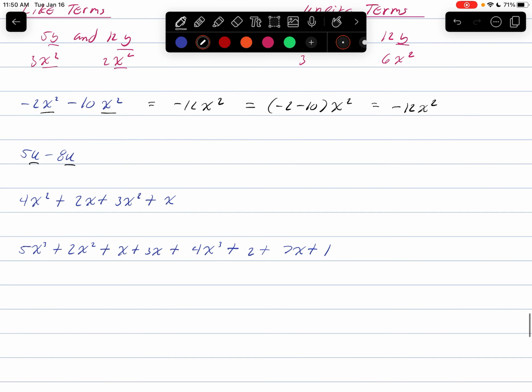So we can go ahead and combine them. And so this is really the same thing as 5 minus 8, and we're going to just carry the variable along with it. So this is going to give us negative 3u.